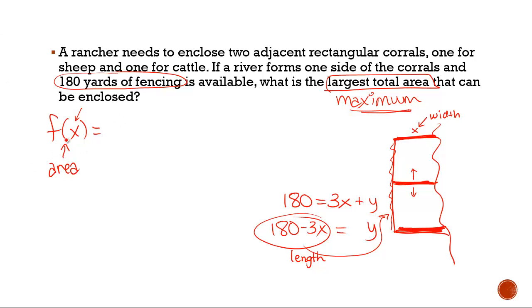So when you have the area, you have length times width. So let's go width times length, x times 180 minus 3x. And we now have an area formula.